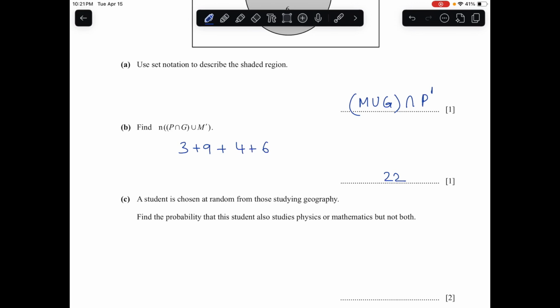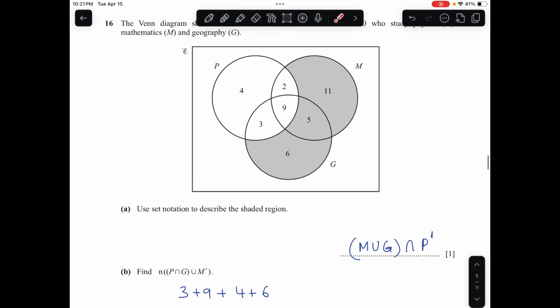Part C, a student is chosen at random from those who study geography. Find the probability that this student also studies physics or maths but not both. So now we are choosing students from geography. So we are looking at the geography circle. How many students do we have in geography? That would be 12 plus 11, which is 23.